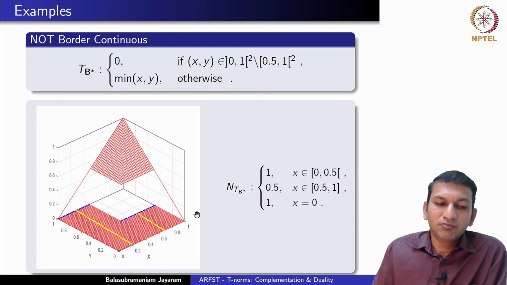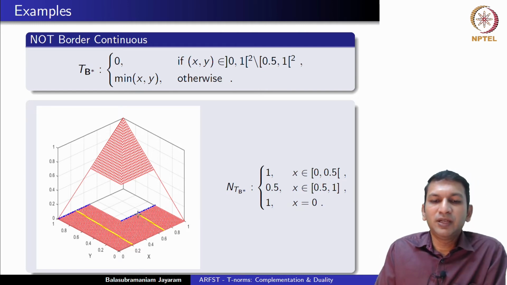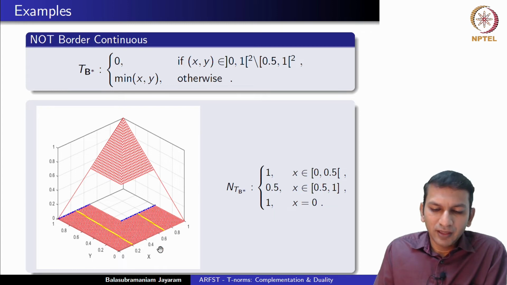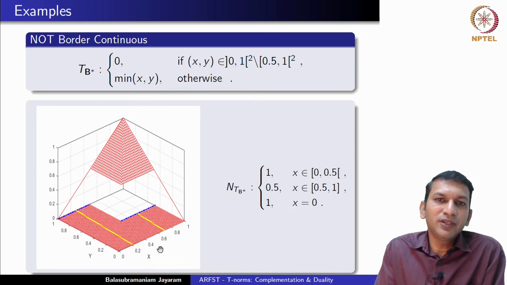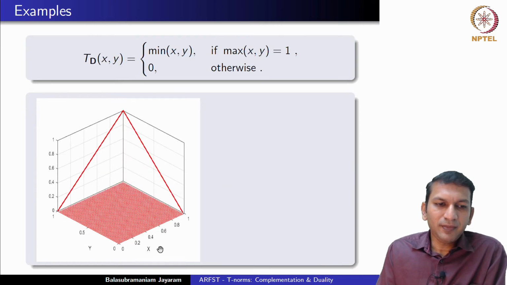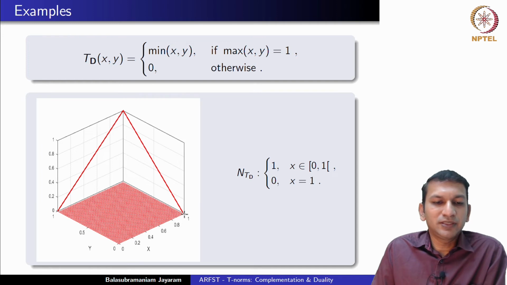But till 1 you could walk. Similarly, for say 0.7, you could walk almost till 0.5, but not touch 0.5. So you see that the natural negation somehow is capturing the boundary of the 0 region. And for T_D, it is very clear now that everywhere it is 1 except at 1 which is 0.